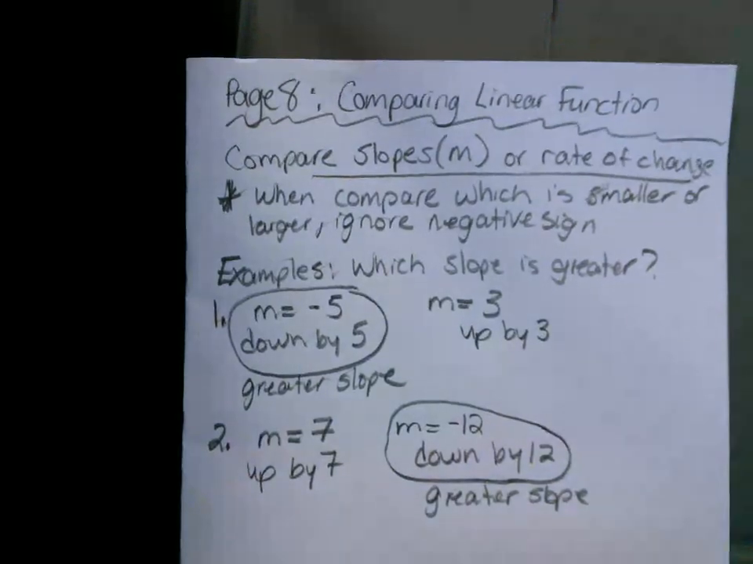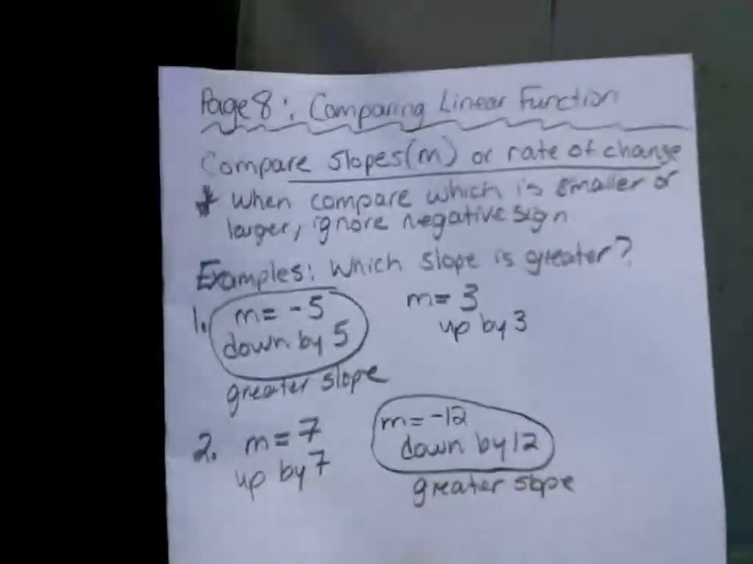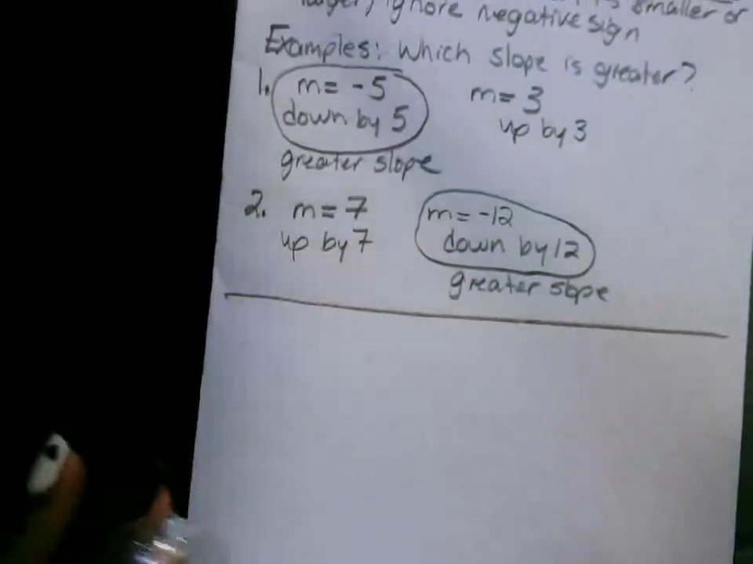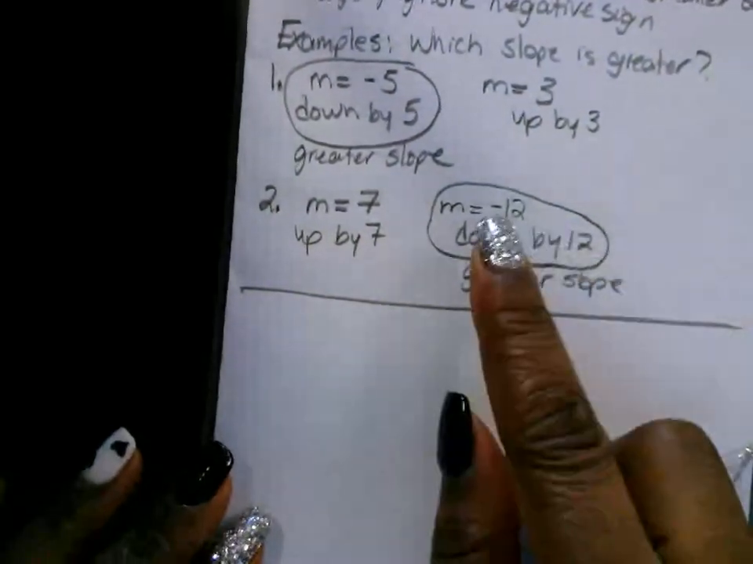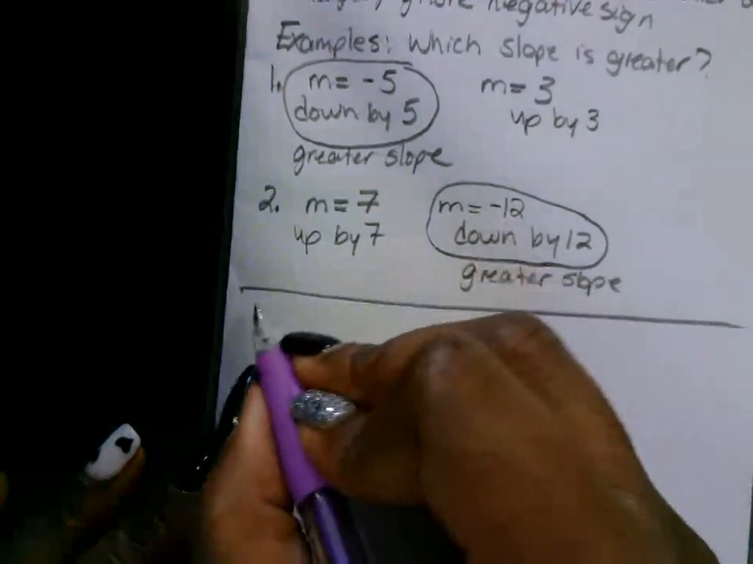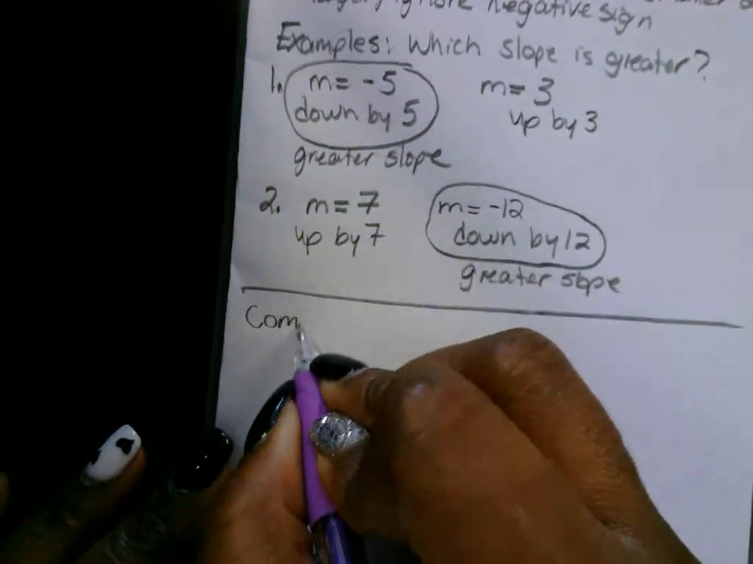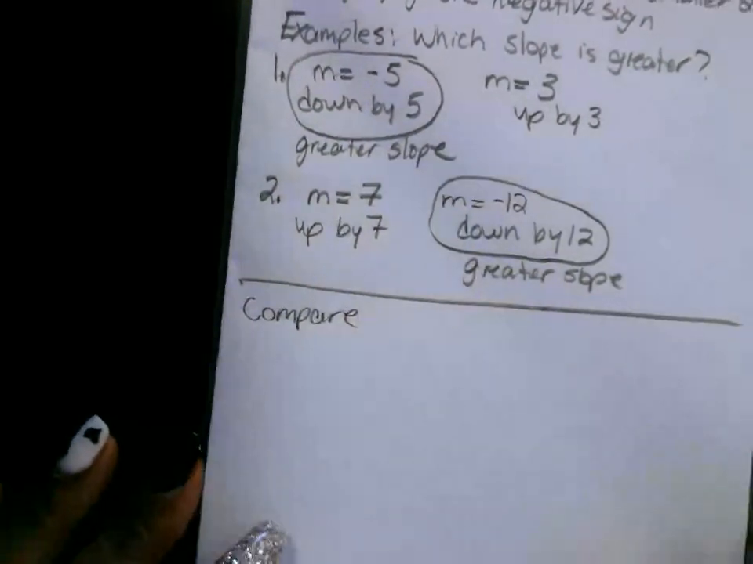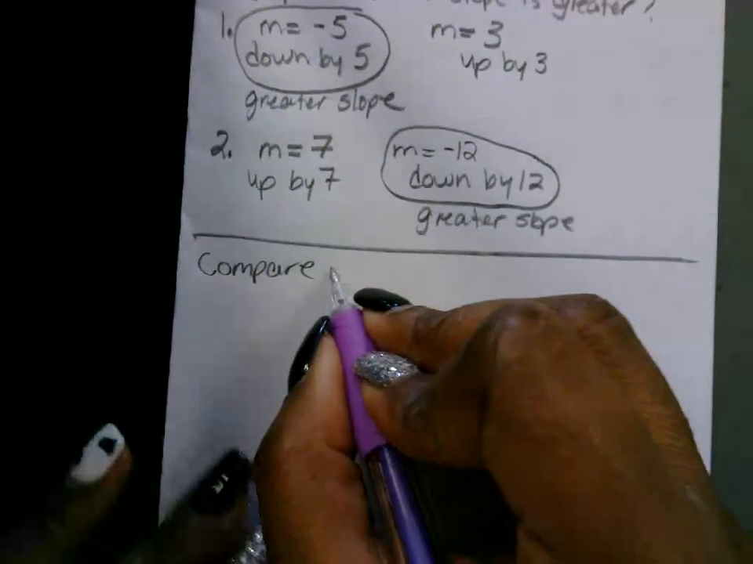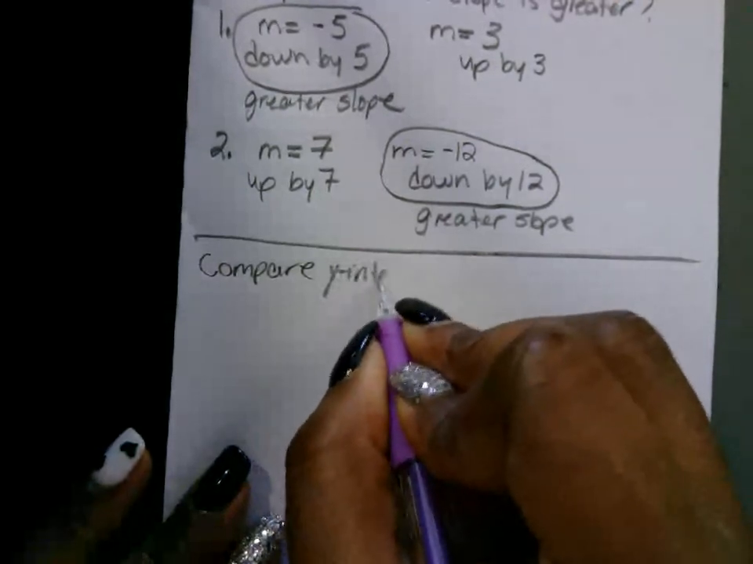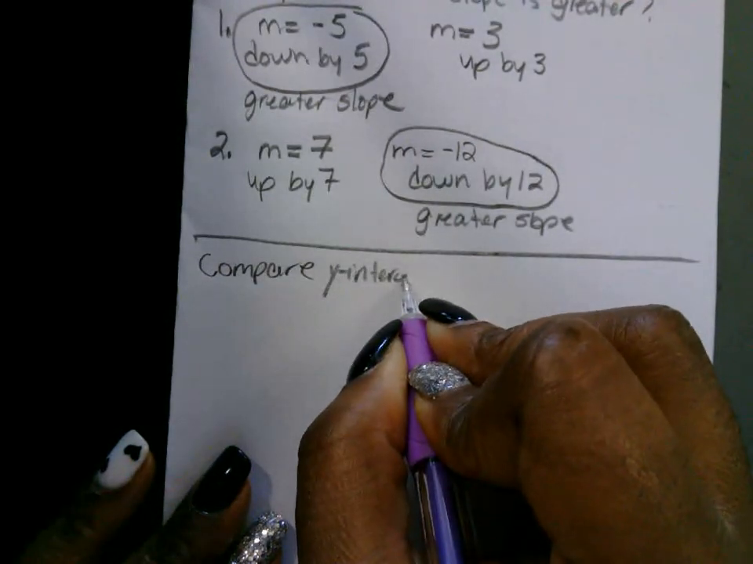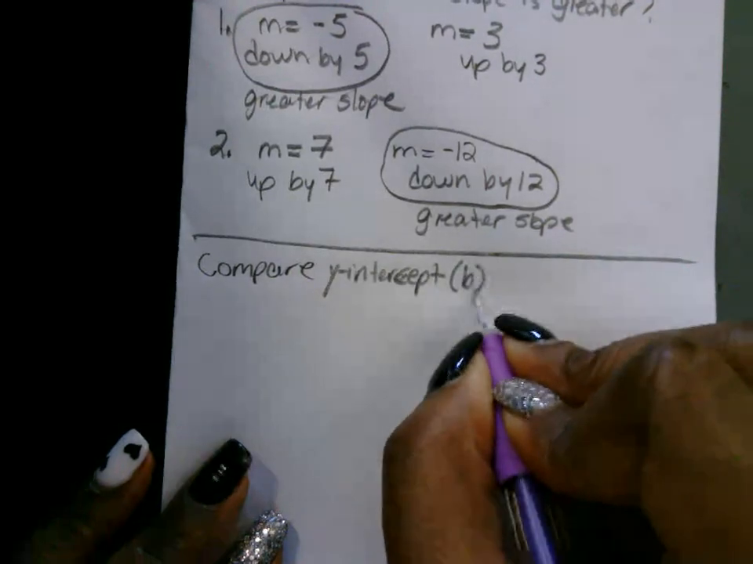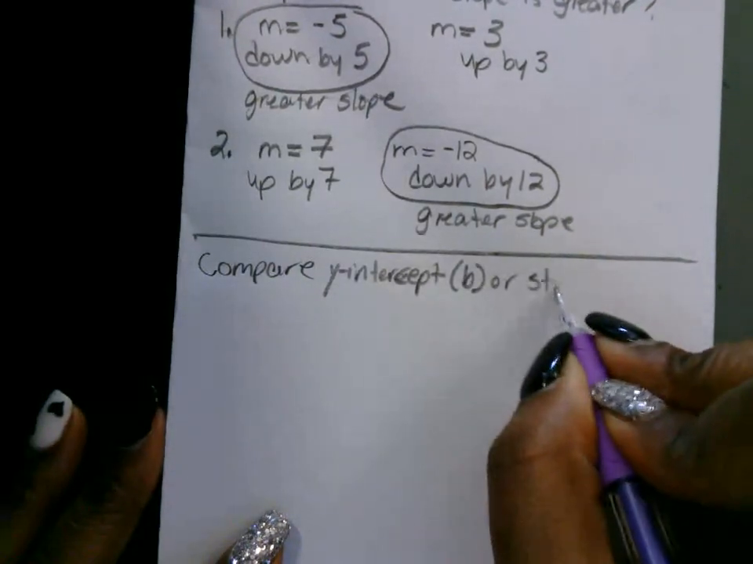Okay, we're gonna do comparing slopes. All right, I'll go back to it if you need it, Tegan. Okay, we're gonna compare the y-intercept now. So this time we're comparing the y-intercept, or the starting amount. The letter for y-intercept is B, or the starting amount.